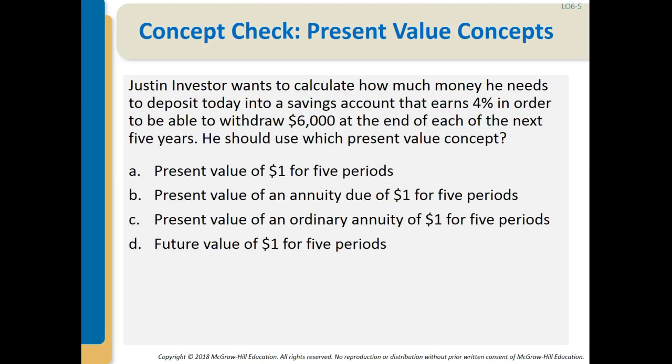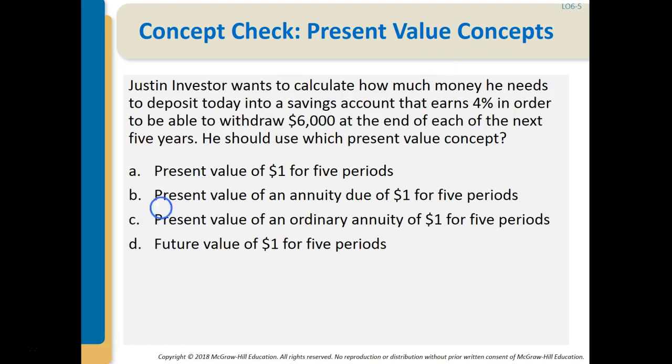Here's another one. An investor wants to calculate how much money he needs to deposit today into a savings account that earns 4% in order to be able to withdraw $6,000 at the end of each of the next 5 years. He should use which present value concept? The present value of $1 for 5 periods, the present value of an annuity due of $1 for 5 periods, the present value of an ordinary annuity of $1 for 5 periods, or the future value of $1 for 5 periods. So what is it we're trying to calculate?